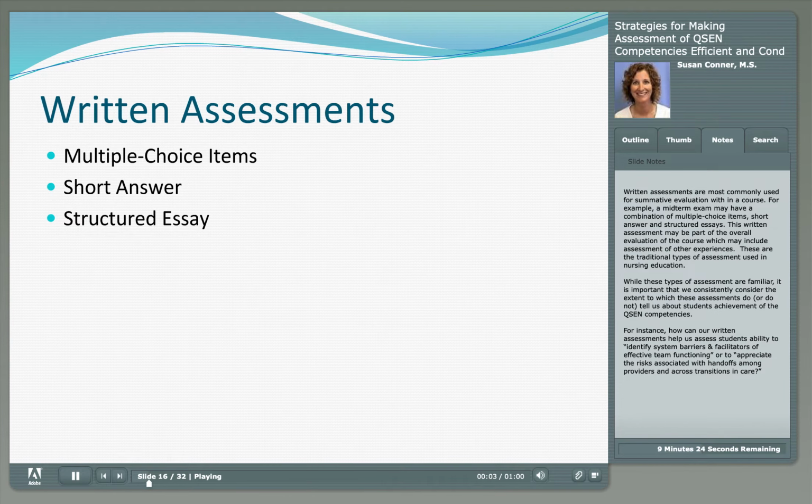Written assessments are most commonly used for summative evaluation within a course. For example, a midterm exam may have a combination of multiple choice items, short answer, and structured essays. This written assessment may be part of the overall evaluation of the course, which may include assessment of other experiences. These are the traditional types of assessment used in nursing education. While these types of assessment are familiar, it is important that we consistently consider the extent to which these assessments do or do not tell us about students' achievement of the QSEN competencies.